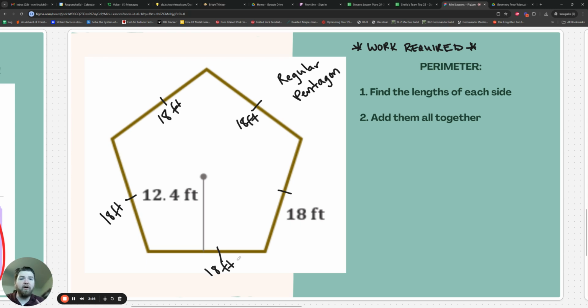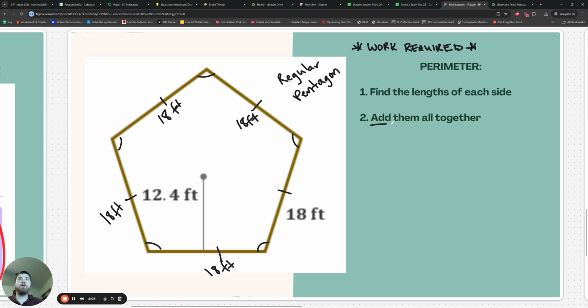So regular means all the sides are the same. Regular also means all of these angles are the same. We don't care about the angles right now, but it's helpful to know that a regular polygon means that all the sides and all the angles are the same. All right, so we know what each of the lengths of the sides are now.